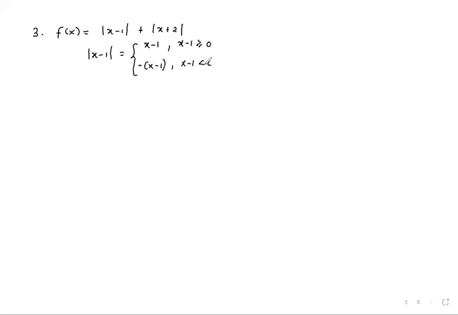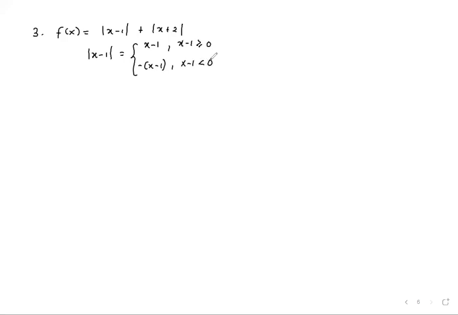That was example 2. Example 3, f of x is equal to the modulus of x minus 1 plus the modulus of x plus 2. Now we have 2 of them. So what we do is we first get the first piece, redefine it, x minus 1 for x minus 1 greater or equal to 0, negative x minus 1 for x minus 1 less than 0.